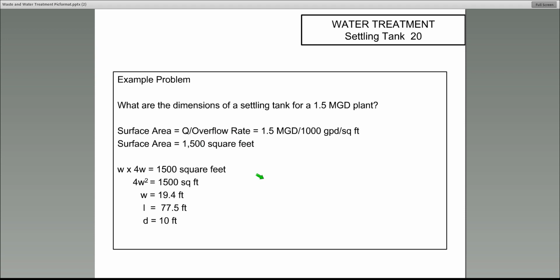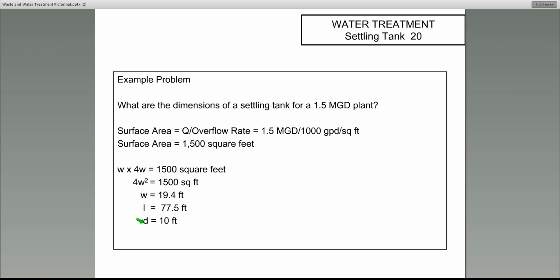Now, to get the dimensions of the tank, the length is always 3 or 4 times the width, whatever they specify. So you'd have width times length, 4W squared equals 1,500. And you solve, and you have a width of 19.4, a length of 77.5, and a depth of 10. We're just using the depth of 10.